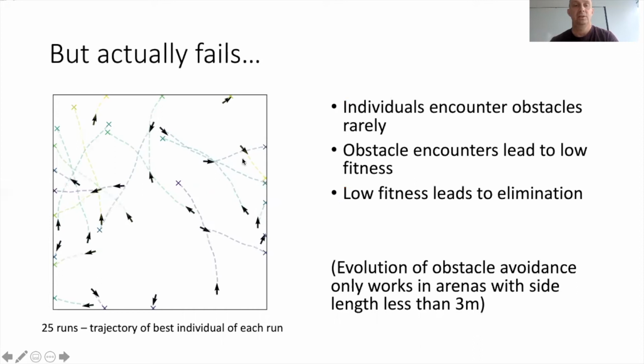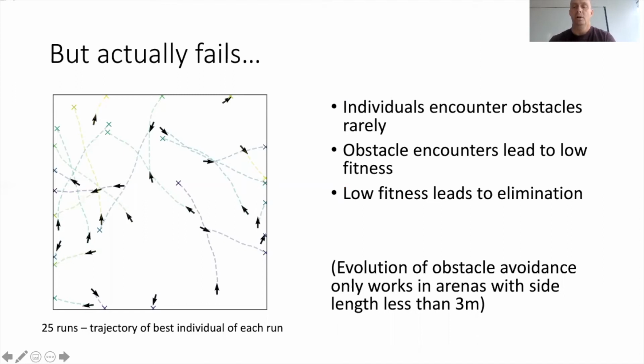So we can basically see that all the 25 best individuals, if they happen to encounter a wall, they crash. So they have not learned obstacle avoidance. And why not? Of course, the intuition is fairly clear. It's really difficult for individuals to encounter obstacles, so it's a rare occurrence. And if they do encounter an obstacle, it leads to low fitness compared to the ones who do not encounter an obstacle, so they are immediately eliminated. So there's basically no way the system can ever learn obstacle avoidance in this environment.